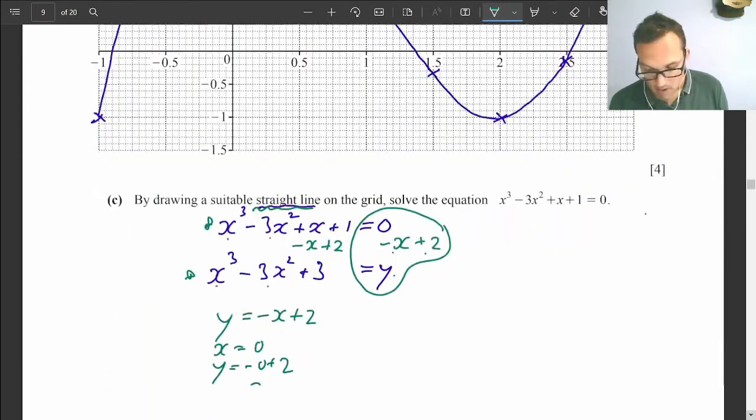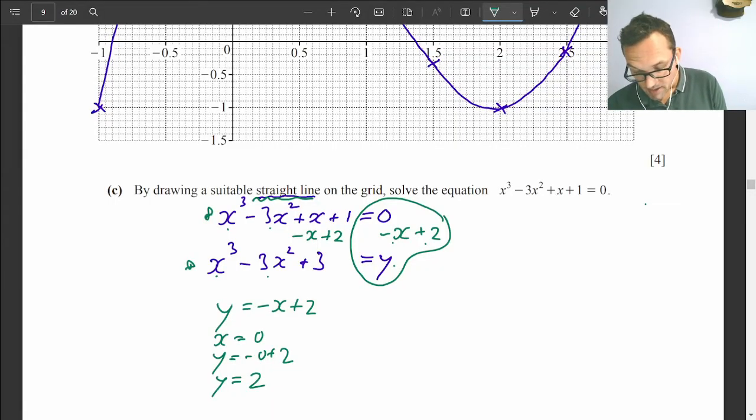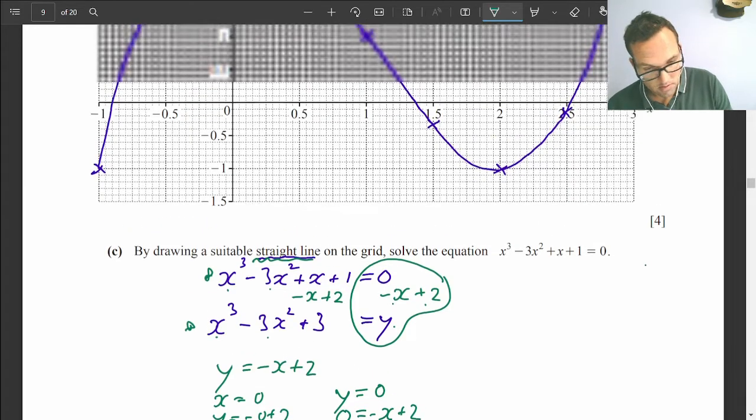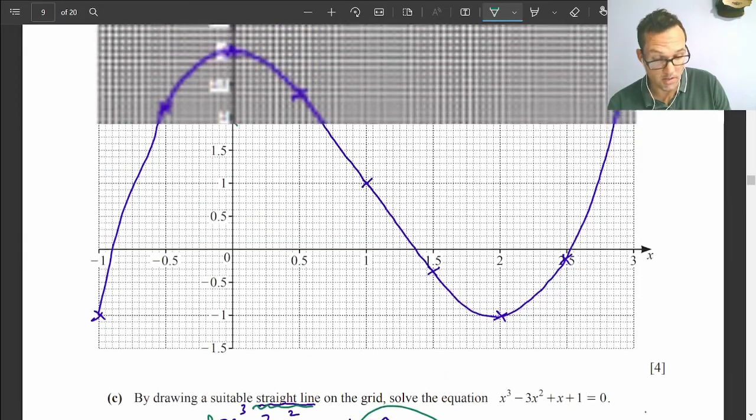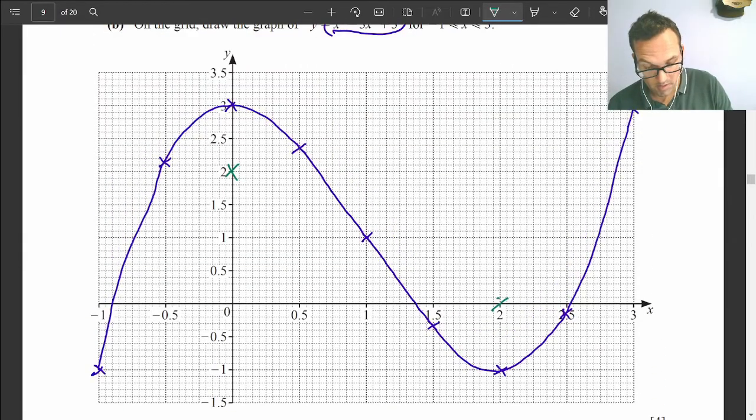Brilliant. Okay, let's make the y 0. So that gives us 0 equals minus x plus 2. Move the x to the other side. That gives us x is 2. That's one of many ways to find the line. But now that we have where it crosses the y and the x-axis, we can now draw a straight line.